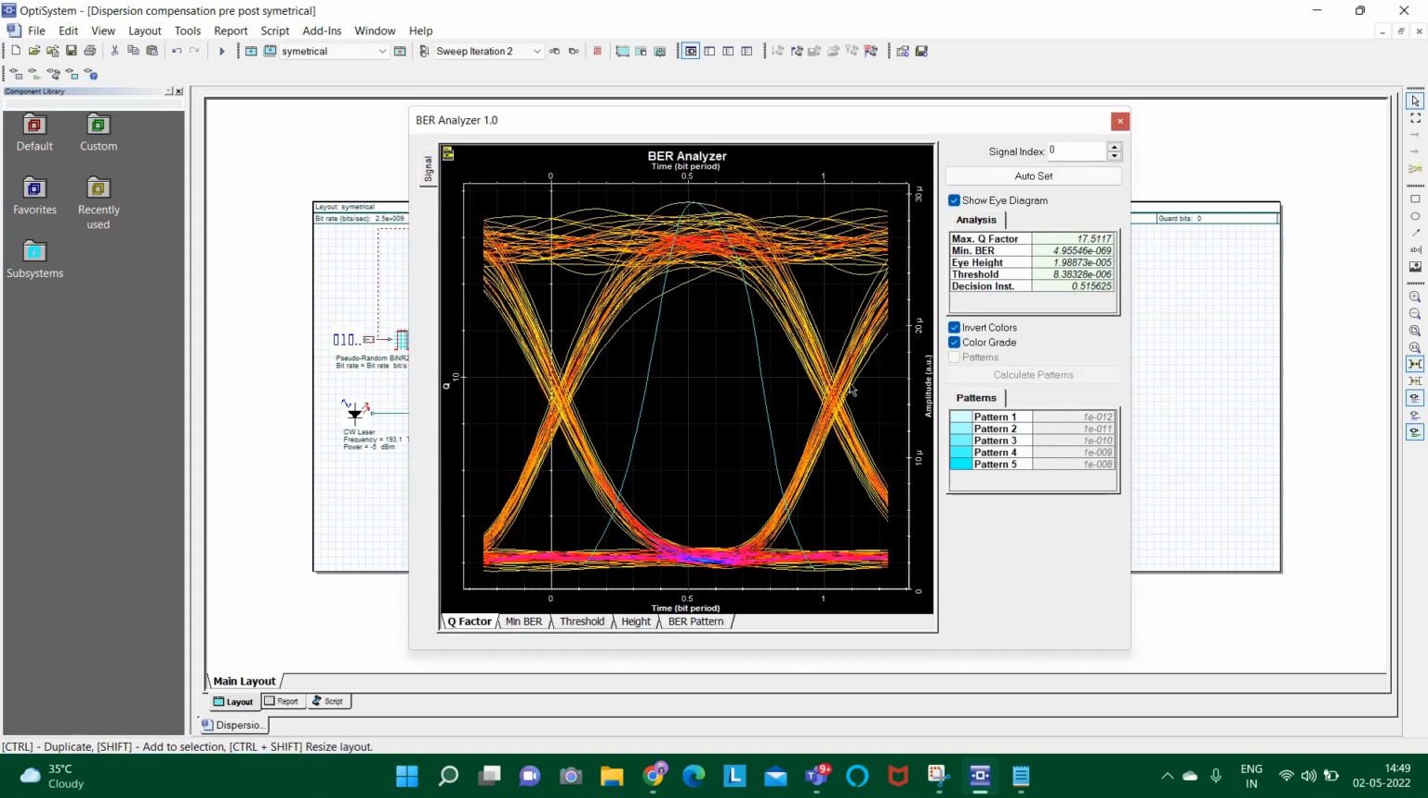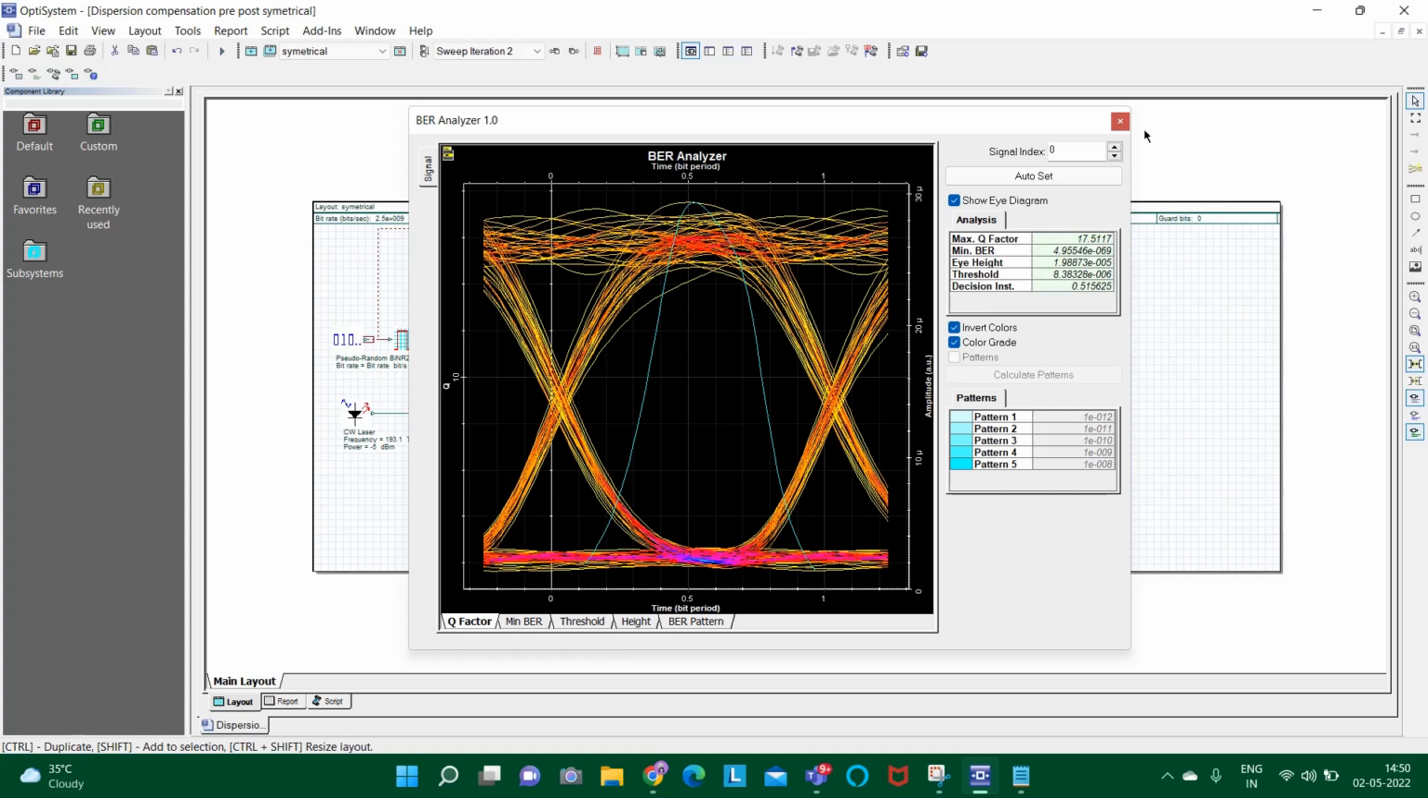You can clearly see the eye diagram difference. You can see in the pre and the post there is more distortion in the eye diagram, but in the symmetrical graph we can see a very concise and very good eye diagram. That means our signal gets compensated, and you can see the maximum Q factor is 17.5, but in the post we are getting 8.01, and in the pre we are getting 7.2 something, but the maximum Q factor in the symmetrical scheme is 17.5, which is the best out of the 3.